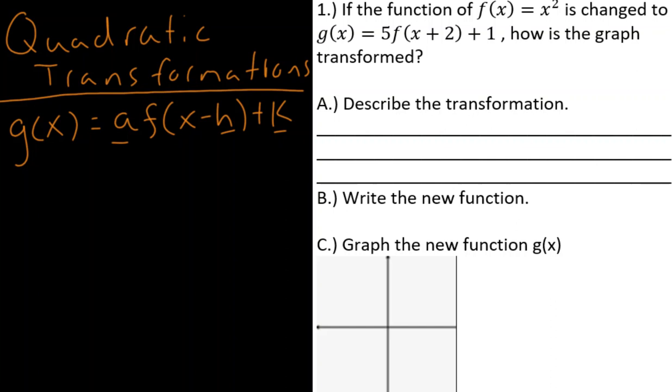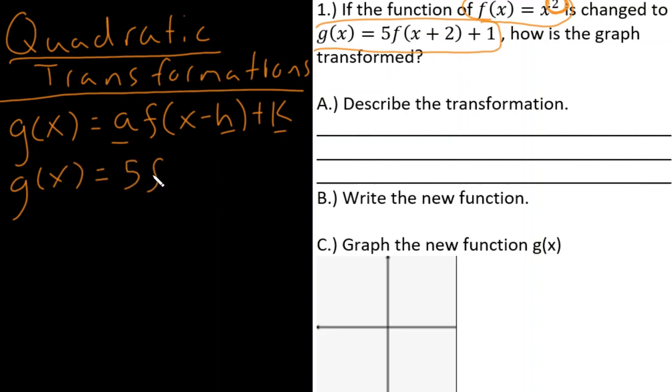And in working through this video, we see that we have the function f of x equals x squared. Now note, whenever you have x squared, or a power of 2 is your highest degree, you're working with what we call a quadratic function. Now our new function, we're going to apply this rule. Our rule is g of x is equal to 5 f of (x plus 2) plus 1.